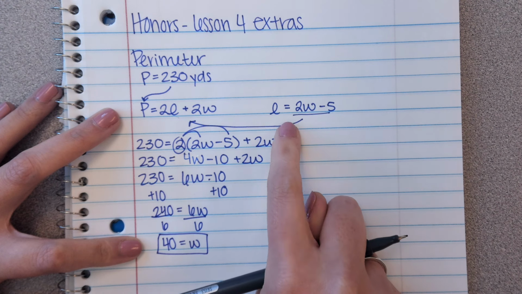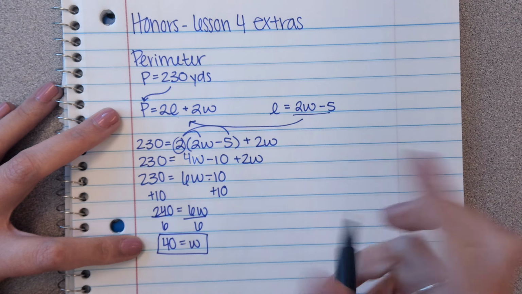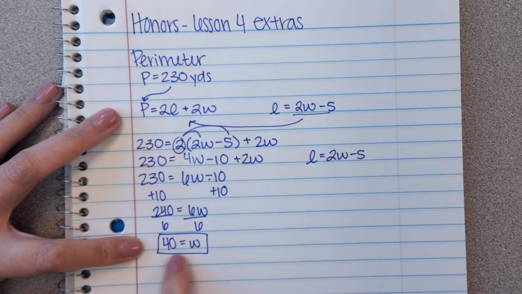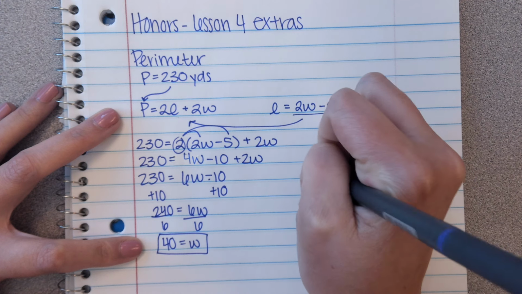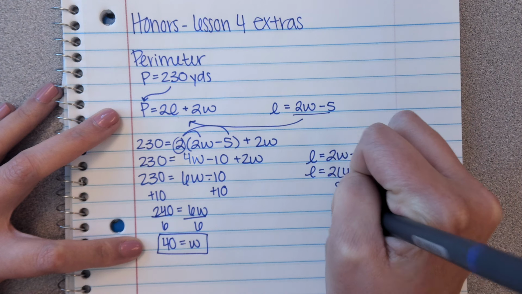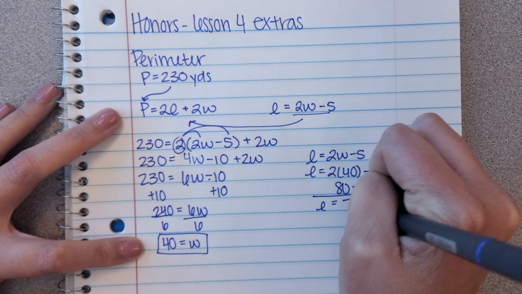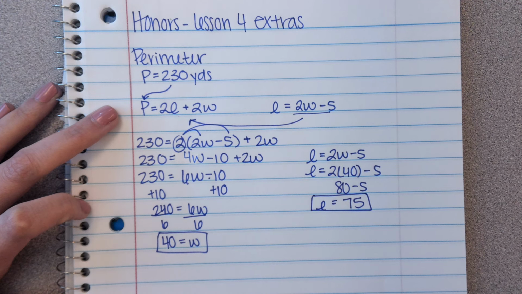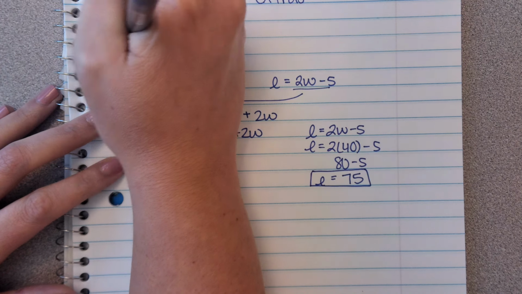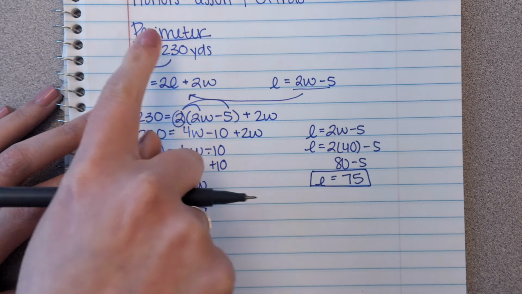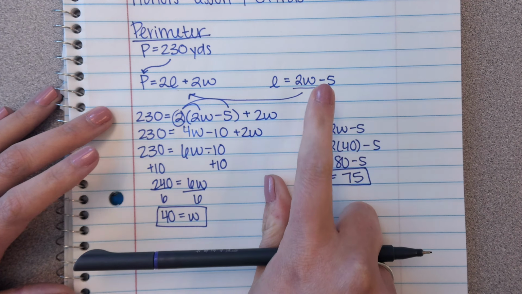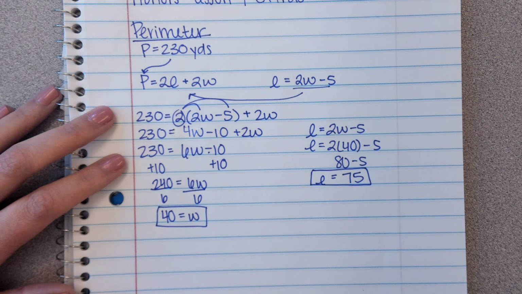Now you need to find your length. So we're going to go back up here to length. So L equals 2W minus 5. Now we know what W is. W is 40. So L equals 2 times 40 minus 5. That's 80 minus 5, which is 75. So L is 75. Okay, so I can't remember if you have 1 or 2 problems like that, but that's the way you're going to set it up. See what the perimeter is, get the perimeter formula, get the formula for length, plug it in, and solve it.